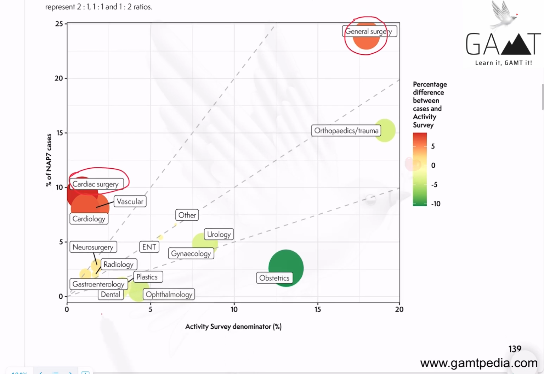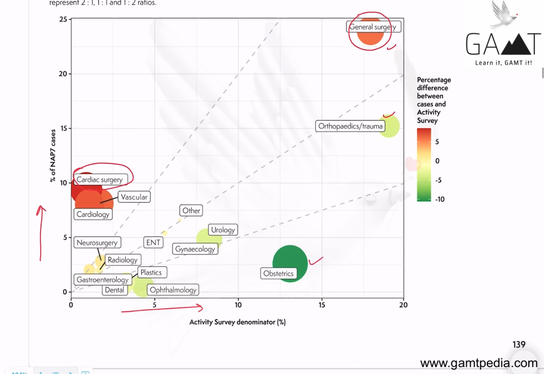This is the total percentage of cases. This is the number of cardiac arrests. As you can see, obstetrics, orthopedic trauma, and general surgery have high volumes of cases, so they have a higher number of cardiac arrests because of the sheer number of cases. Whereas cardiac surgery, cardiology, and vascular only make up a small proportion of cases compared to trauma, general surgery, and obstetrics, but they constitute a very high percentage of cardiac arrests.